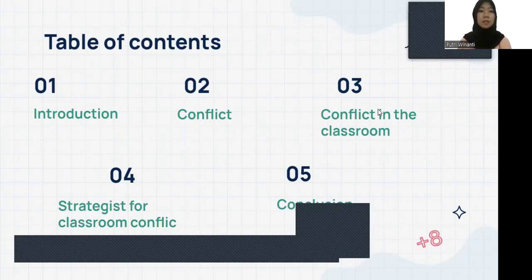The first part, the table of contents, is about introduction. The second is conflict. The third, conflict in the classroom. The fourth is strategies for classroom conflict. And the last one is conclusion.